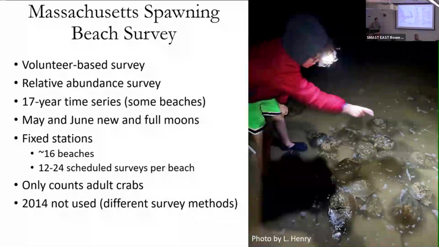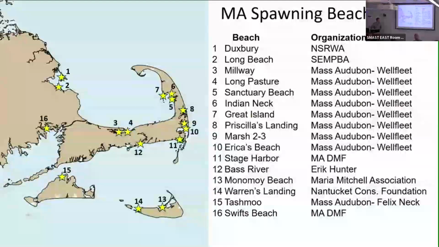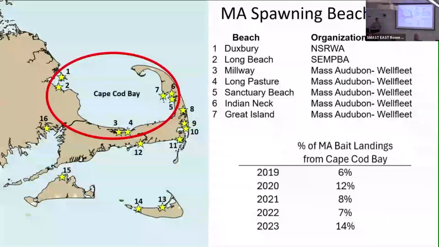So these are the 16 different beaches that we have, most of them on the Cape and Islands. You see the organizations that volunteer there to organize those. About half of them are done by Mass Audubon. I'm going to start in Cape Cod Bay, stations 1 through 7. This is an area where there's not a lot of bait harvest. You can see the percent bait harvest for Cape Cod Bay as opposed to the entire state, ranging from 6 to 14% of the bait harvest in any given year.